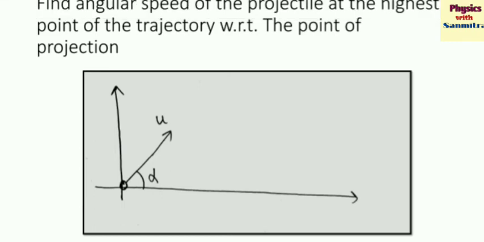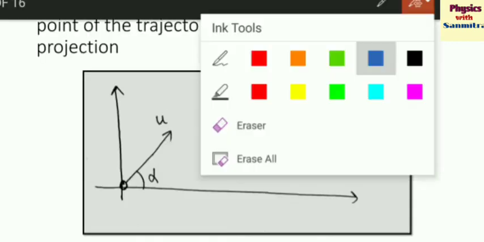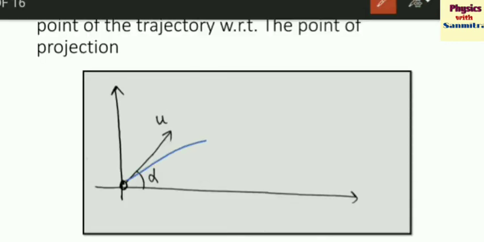Now let's see this question. Find the angular speed of the projectile at the highest point of the trajectory with respect to the point of projection. See, there is a projectile which is being launched with a velocity u and at an angle alpha with the horizontal. This is the point of projection. Now let's see, it will follow this path.